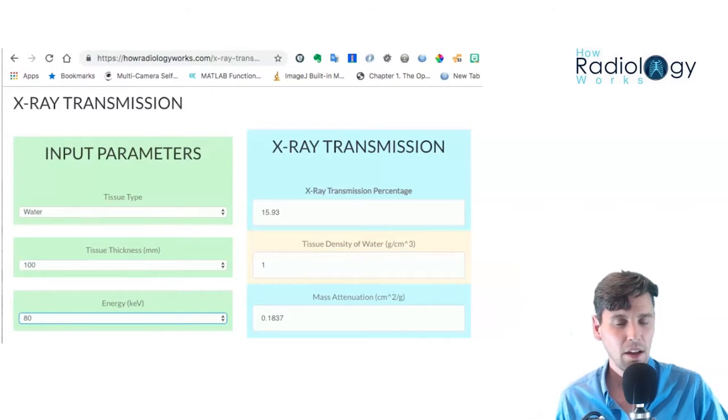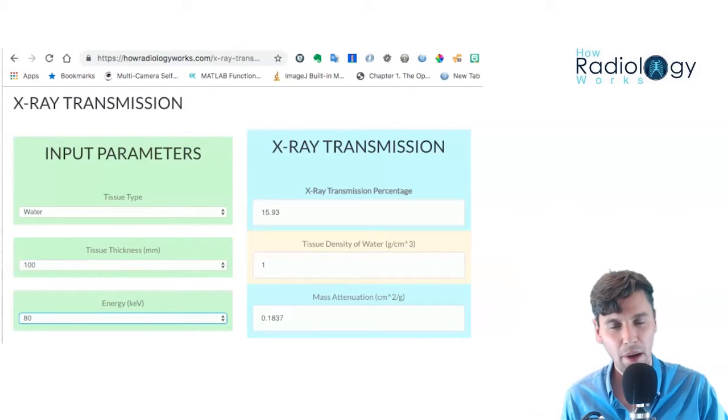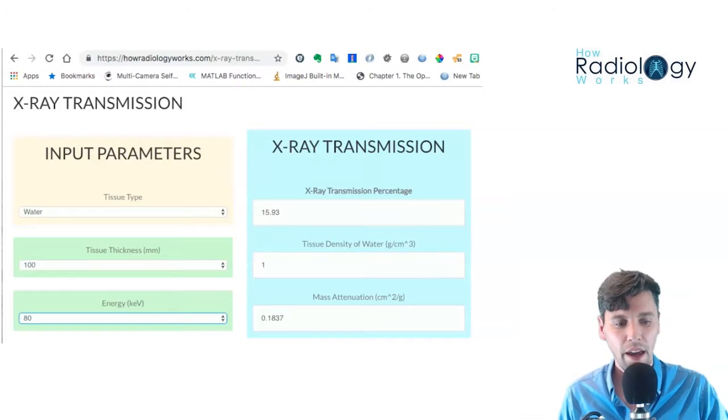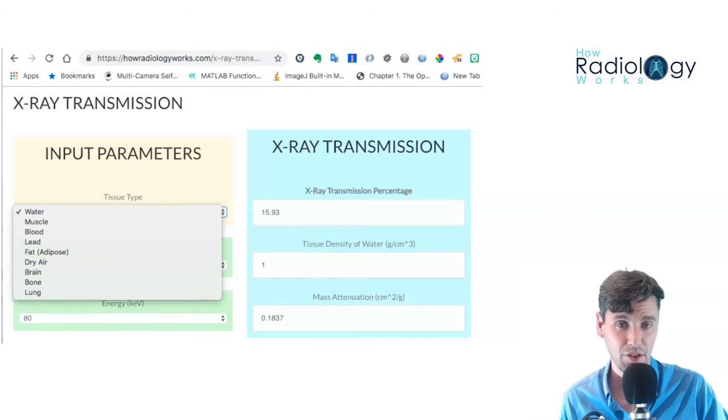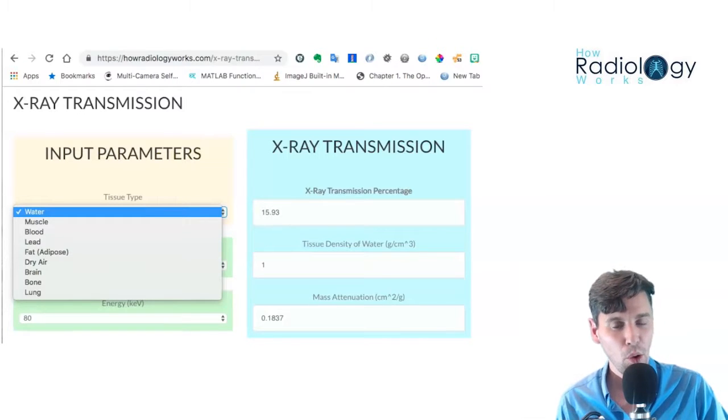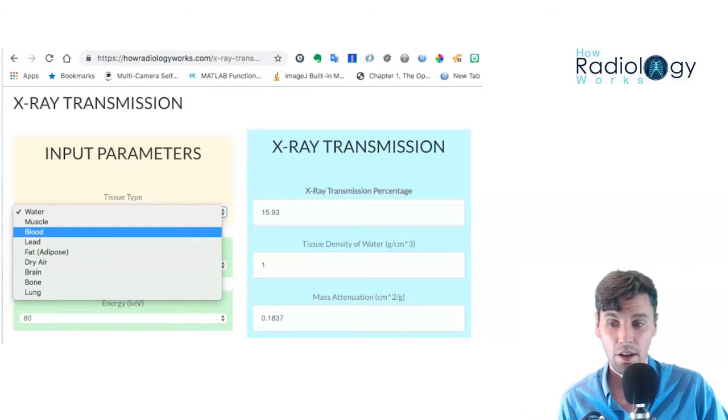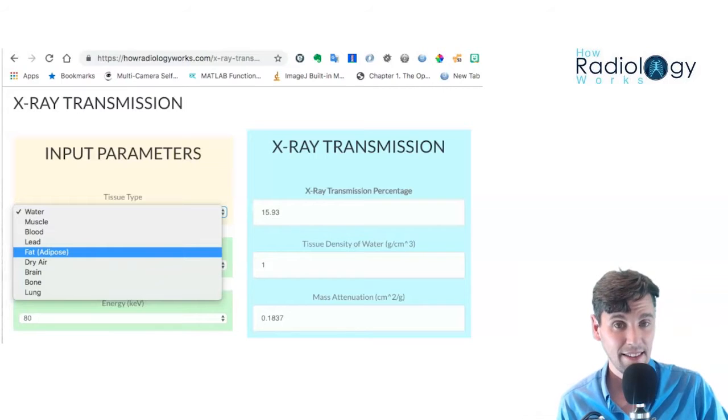So now let's say we want to think about different materials rather than different energies. First, think about different materials. So if we're looking at water, and then we go, for instance, to fat, adipose tissue. We talked about that in the slides just a minute ago, but what do you think is going to happen? Am I going to have more transmission or less transmission? Right? We said that adipose is less dense than water. So if we go to adipose tissue, less dense than water, more X-rays are going to be passing through.